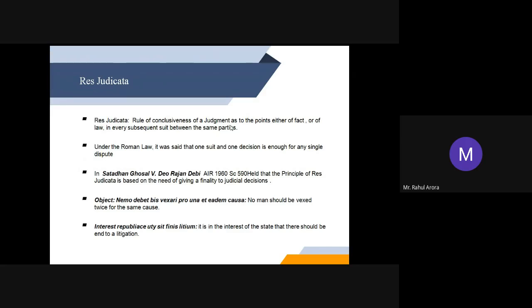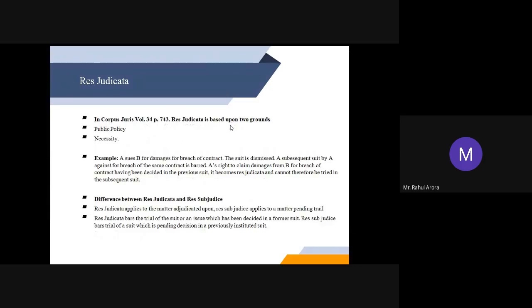Now, what is the object behind this particular doctrine? This doctrine is based upon a legal maxim, nemo debet bis vexari pro una et eadem causa, meaning no one should be vexed twice for the same cause. The next relevant legal maxim is interest reipublicae ut sit finis litium. It is in the interest of the state that there should be an end to litigation. In Corpus Juris, volume 34, page 743, res judicata is based upon two grounds: first is public policy and second is necessity.